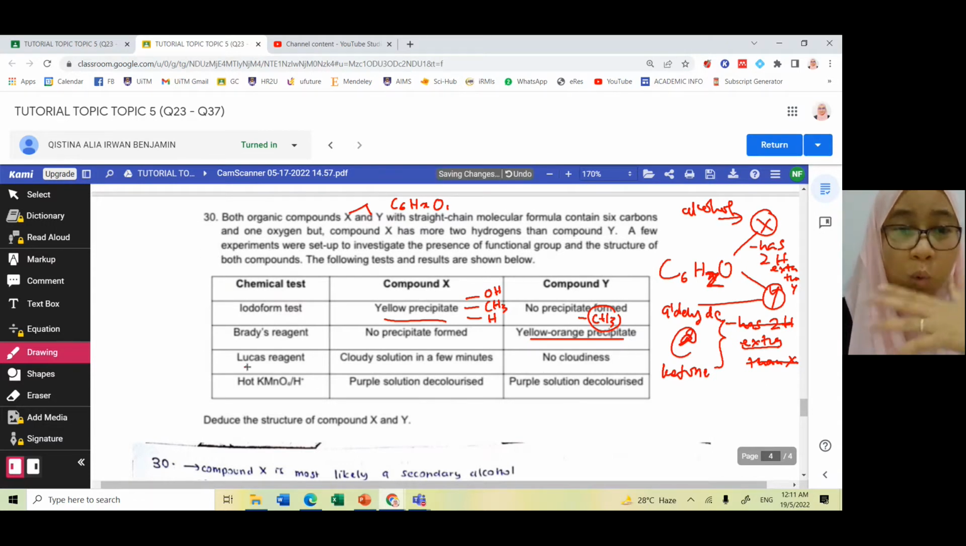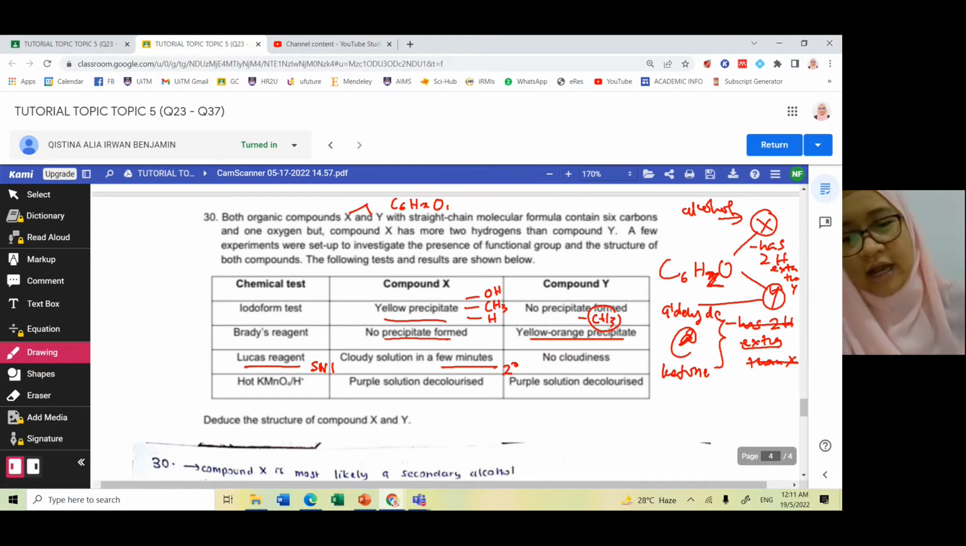Okay, now Lucas reagent. It gives a cloudy solution in a few minutes. So this alcohol will not give a positive result to Brady's reagent. A few minutes means it should be a secondary alcohol, because Lucas reagent promotes the SN1 reaction and prefers tertiary. So they give a cloudy solution in a few minutes, so it is a secondary alcohol.